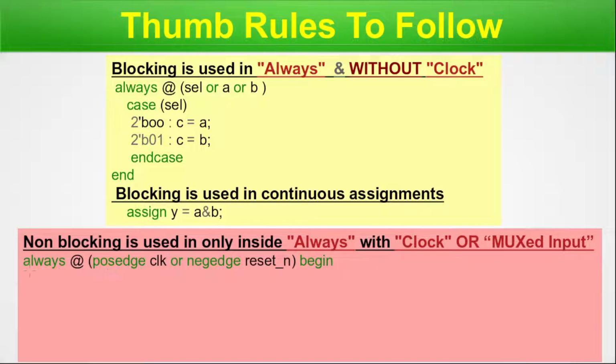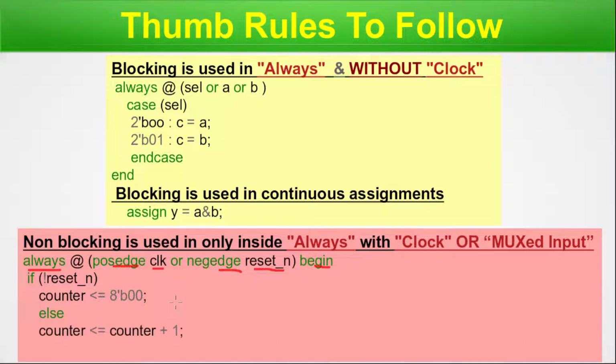Here we have the always block, with the posedge of clock or negedge of reset, and we begin our code. Here is the if condition, inside which we have the counter. And here we have the else, with another value of the counter plus 1, and this is 0. And here we end our code.